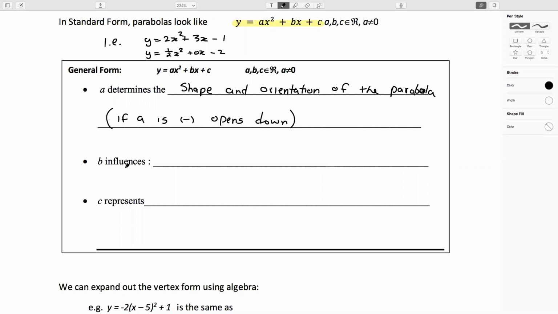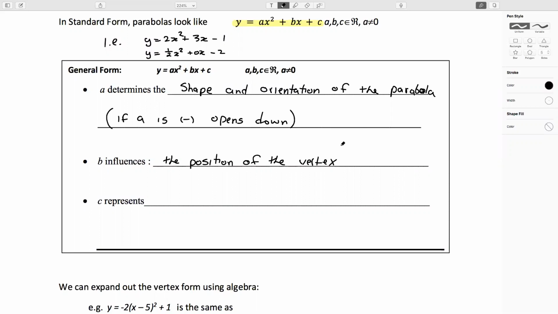B is going to impact the movement of the parabola. So I'm just going to say it influences the position of the vertex. There is a formula you can use with B to calculate where the vertex is, but rather than throwing a bunch of formulas at you, we're going to go through it in a different way. We're going to find our vertex by finding our zeros.